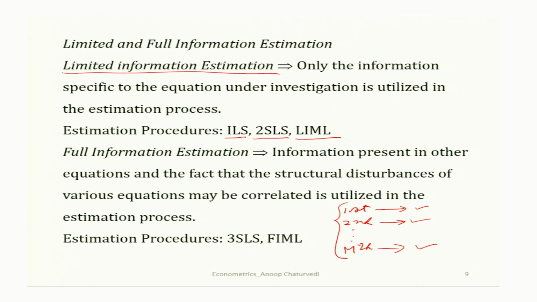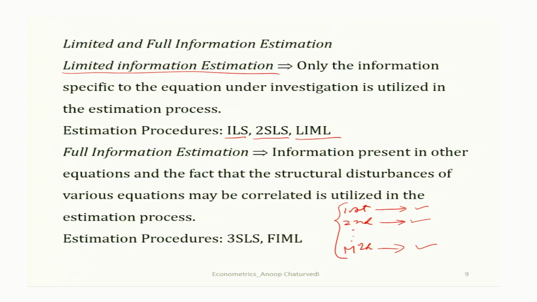Now, the disturbances of different structural equations may be correlated with each other, and correlated means, say, the second equation may have some information about the first equation also, or the third equation also. So, such kind of information present in other equations, and the fact that the structural disturbances of various equations may be correlated, is utilized in the estimation process.